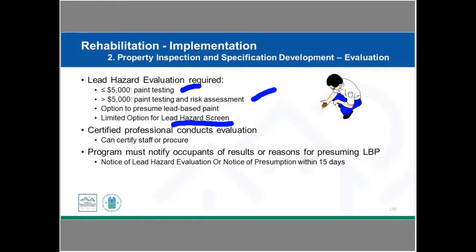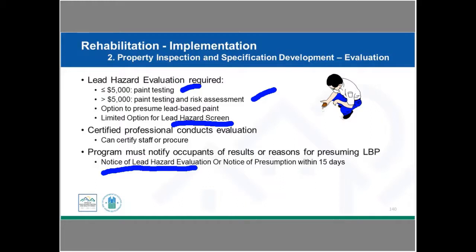So some different options you have on evaluation and certifications of staff or procuring that. And then after evaluation, occupants and the owners need to receive a notice of lead hazard evaluation. So if you do the testing, or if you're in testing and risk assessment, you would provide a notice of lead hazard evaluation to the owner and occupants within 15 days of receiving the report.